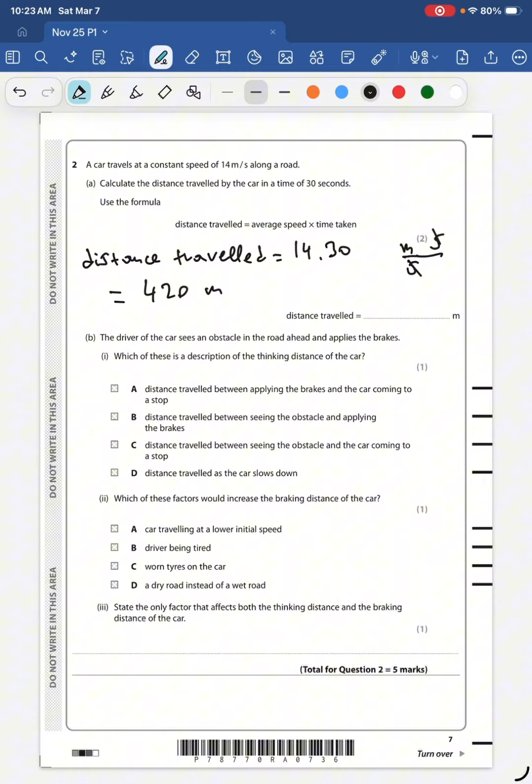Question B. The driver of the car sees an obstacle in the road ahead and applies the brakes. Which of these is a description of the thinking distance of the car?